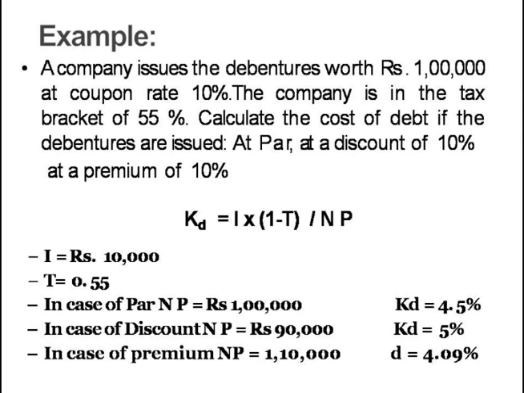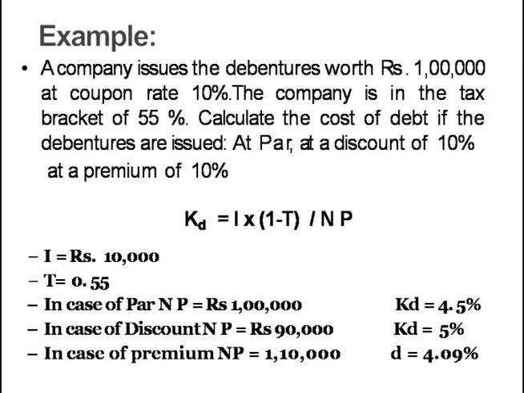We can easily understand with this example. A company issues debentures worth rupees 1 lakh. Coupon rate is 10%. Here don't confuse that the coupon rate is the interest rate. Tax bracket is 55%. Now you need to calculate the cost of debt if debentures are issued at par, at discount of 10%, and at premium of 10%.